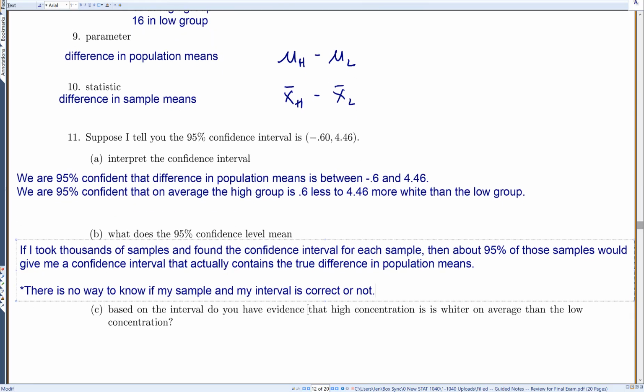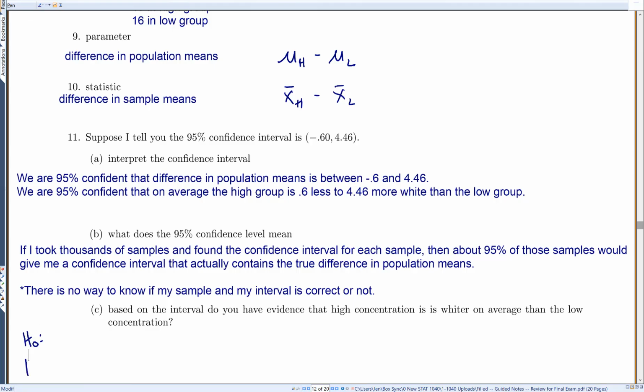Let's see, what else? Based on the interval, do you have evidence that the high concentration is wider on average than the low concentration? So anytime you're looking at confidence intervals, you want to ask, is the value I'm interested in in the interval? I did it this way on purpose because sometimes she won't give you the whole, like, write down your hypotheses. She'll just give you the confidence interval, and you have to kind of figure it out.